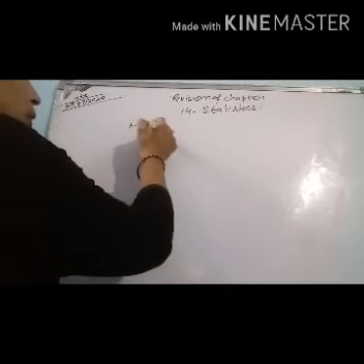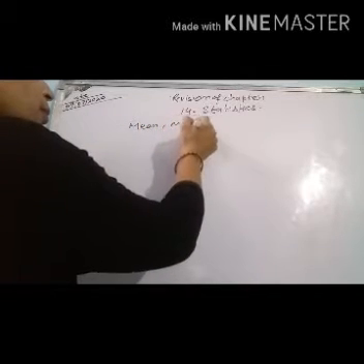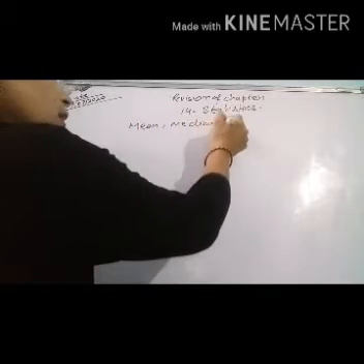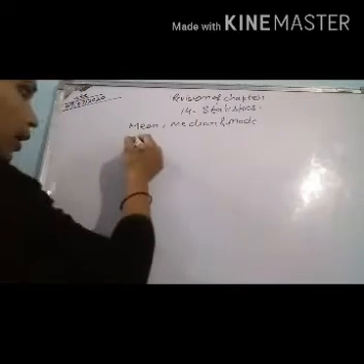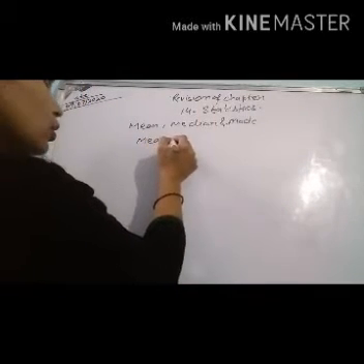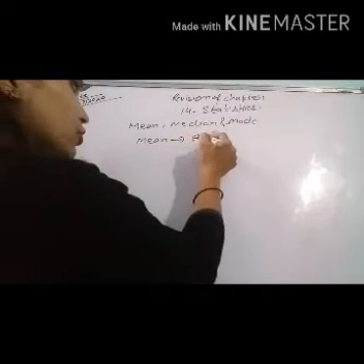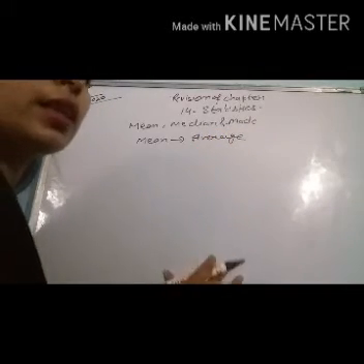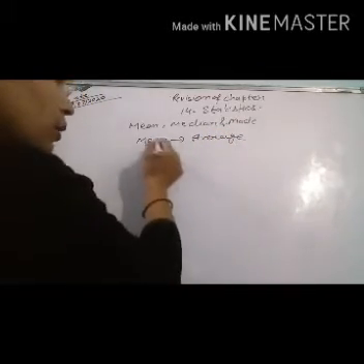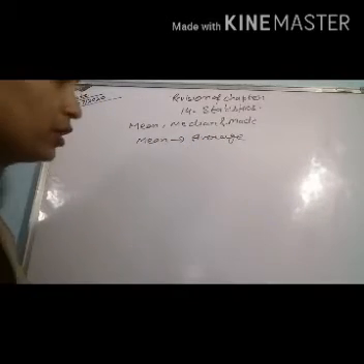Now in this chapter we want to find out mean, median and mode. In mean we calculate average. Average of numbers, average of anything which is given to us. In mean always we calculate average.